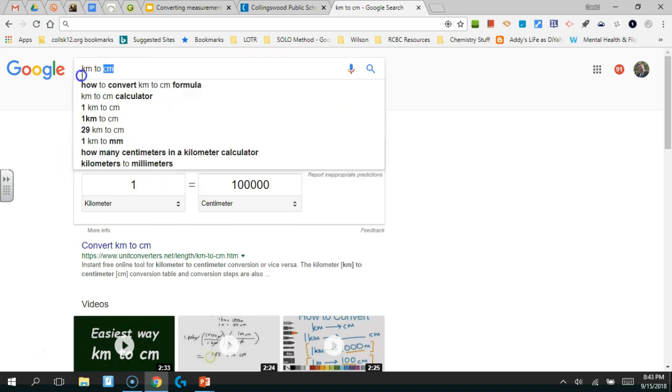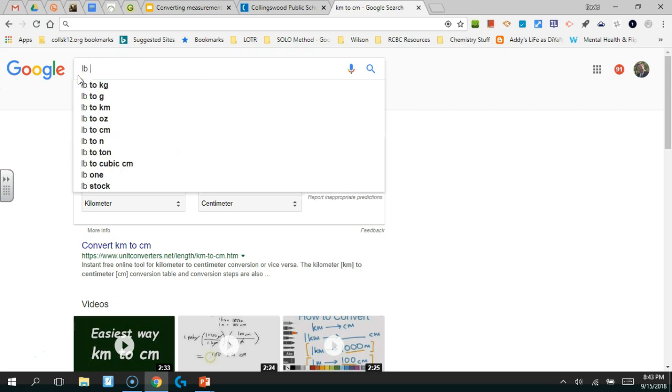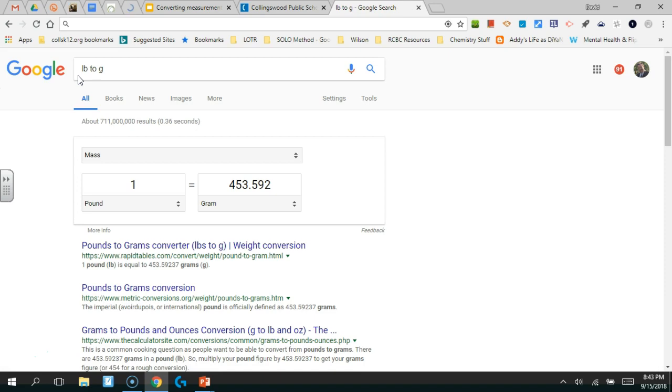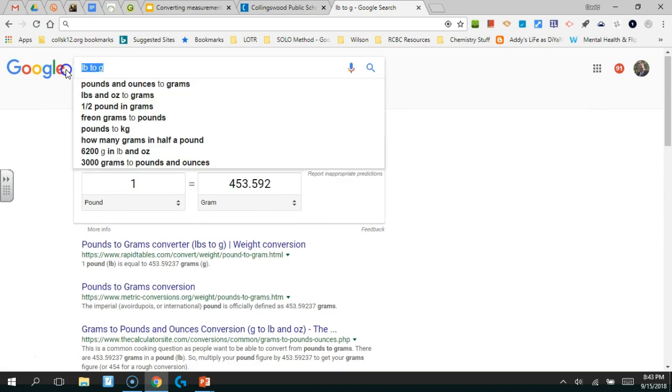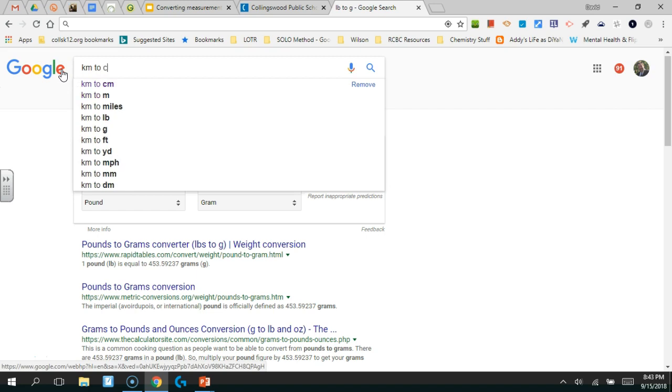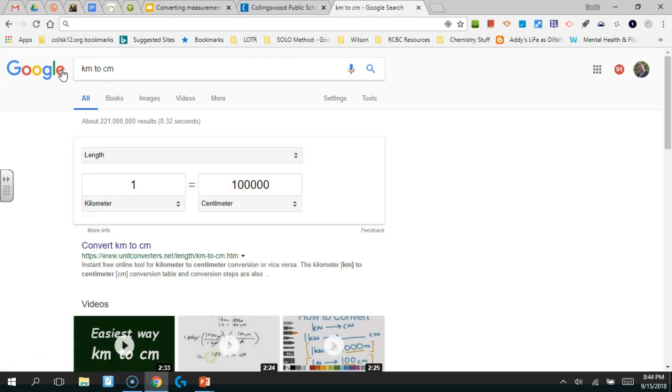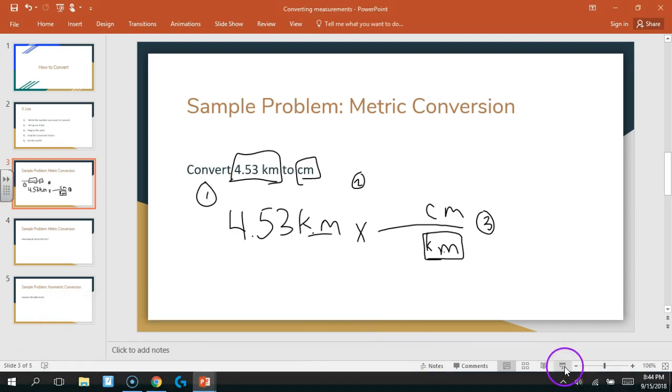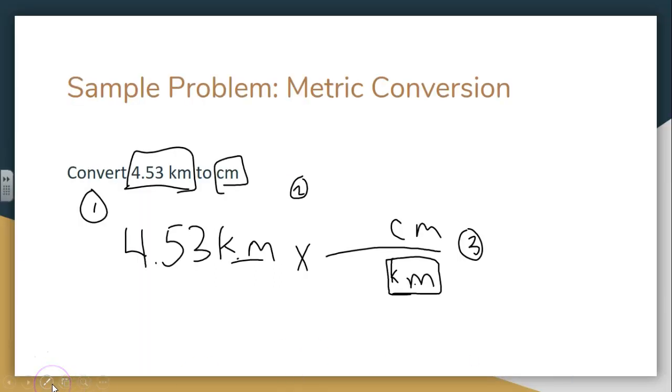Okay, and you can do this for anything. You want to go pounds to grams? It gives you the conversion factor. But we're going to do kilometers to centimeters. Google is amazing. So that's 1 kilometer to 100,000 centimeters. So now I'm going to pull up this thing here. And so what I'm going to do is I'm going to say it was 1 kilometer for 100,000 centimeters. So that was number 4.